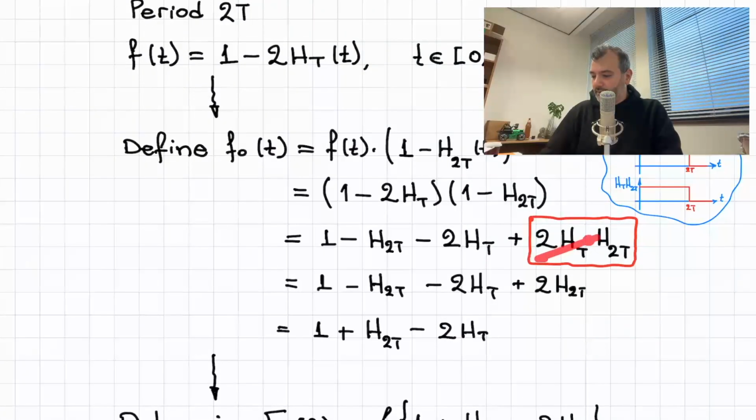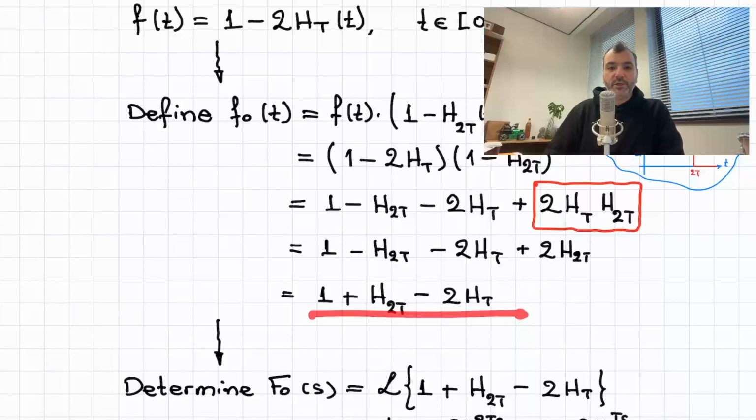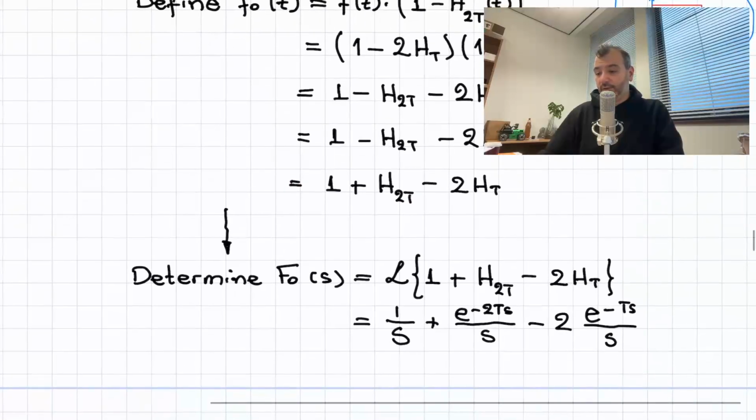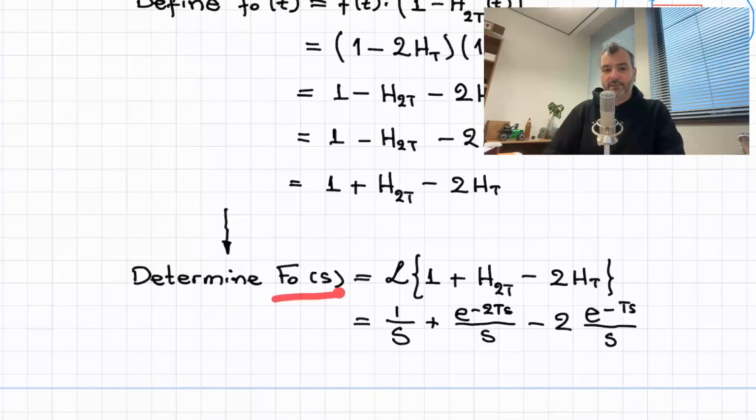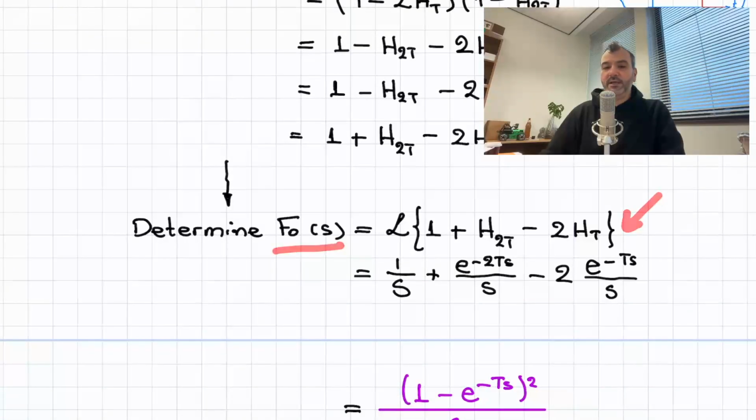So we can simplify this. This becomes Heaviside with parameter 2t, and we can combine this term with this term and end up with this. So this is our f naught. Now it's not difficult to determine the Laplace transform of f naught. We call it big F naught of s, the Laplace transform of this, and using the table of Laplace transforms, we end up with this expression.